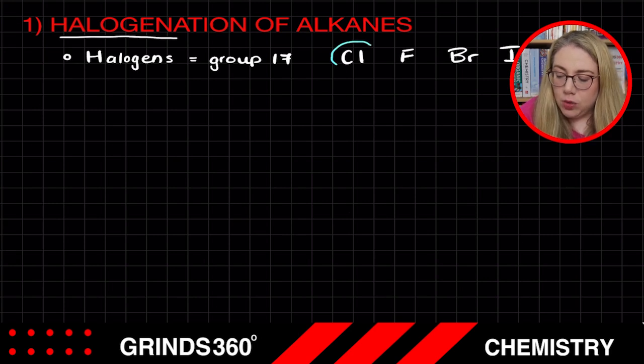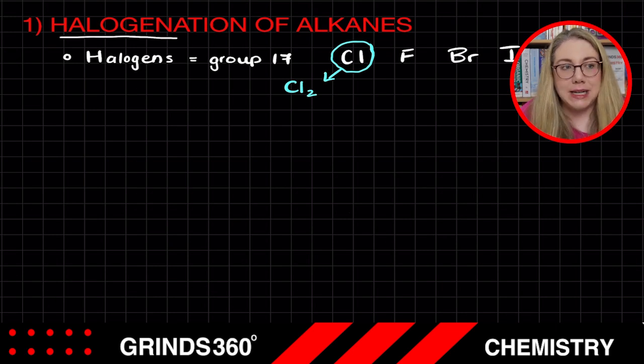If you're putting chlorine onto an alkane, the reactant that you will use is chlorine gas, which has the formula Cl2. It's a molecule of chlorine. Chlorine atoms cannot exist on their own. They're too reactive. They want a stable outer octet. But they're in group 7 or group 17, so they have 7 electrons in their outer energy level. They form bonds with another chlorine atom to form a chlorine molecule.